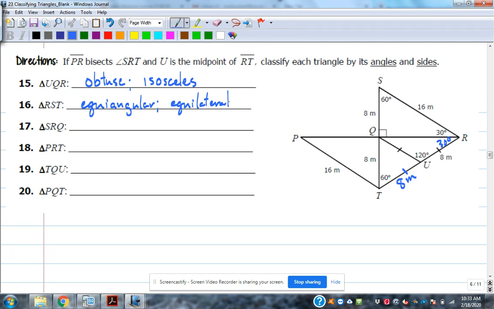Easy stuff. SRQ. Right and scalene, yeah. Triangle PRT.